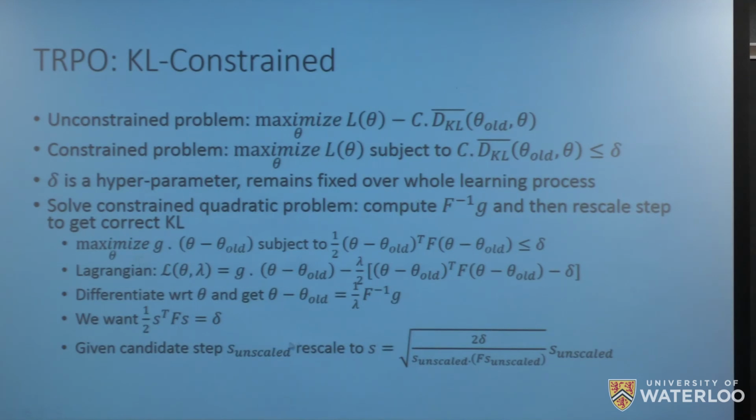So your step size that you will take in your gradients will eventually be of this form. You have S, which is unscaled, and then you multiply it by this particular scalar value, and this ensures that this constraint is followed.